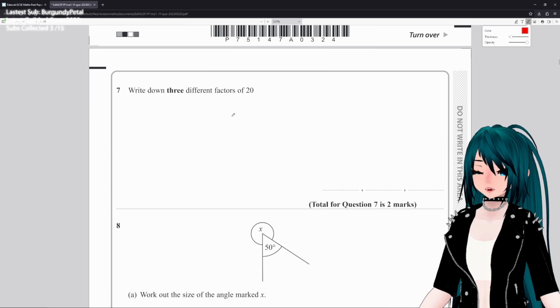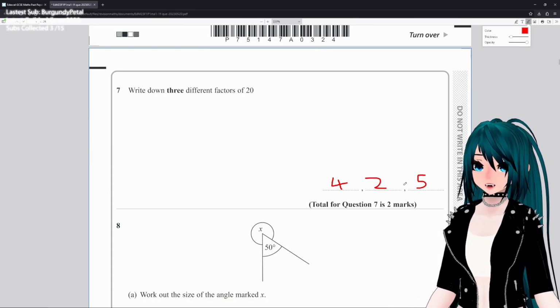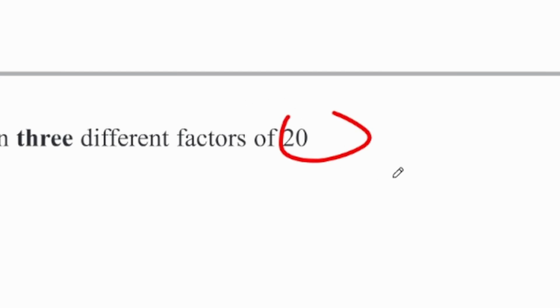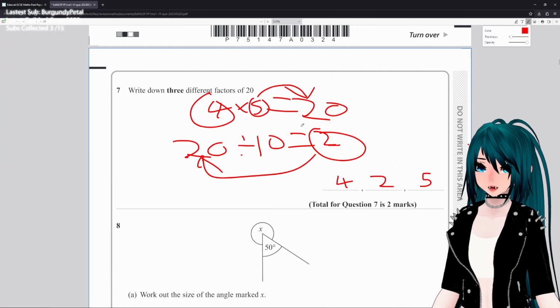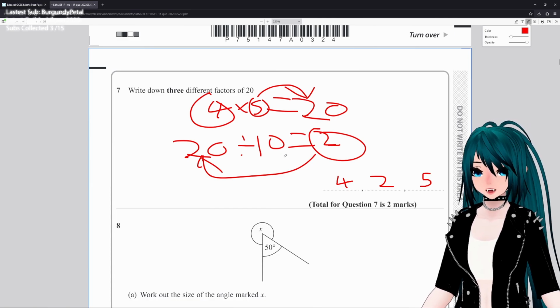Write down 3 different factors of 20. 4 is a factor, 2 is a factor, and 5 is a factor, right? They're whole numbers that can divide into this, right? I'm not 100% on this, but I'm like 85% confident on that.